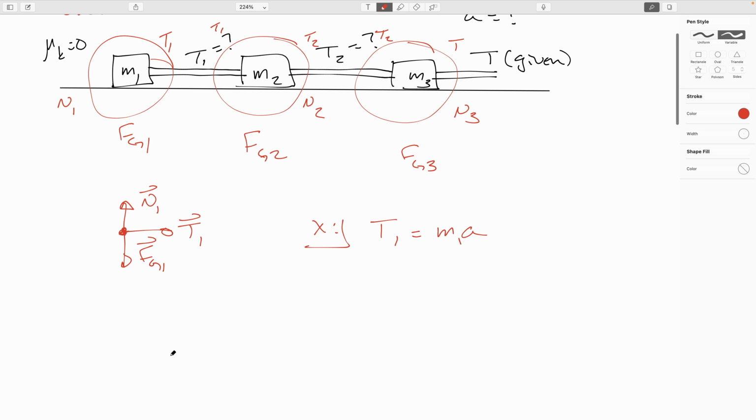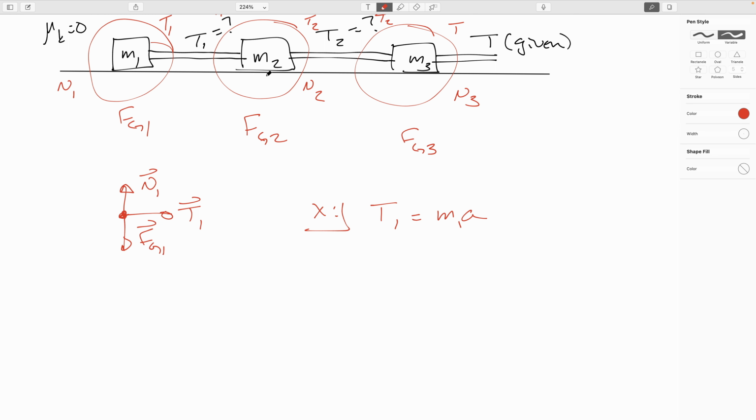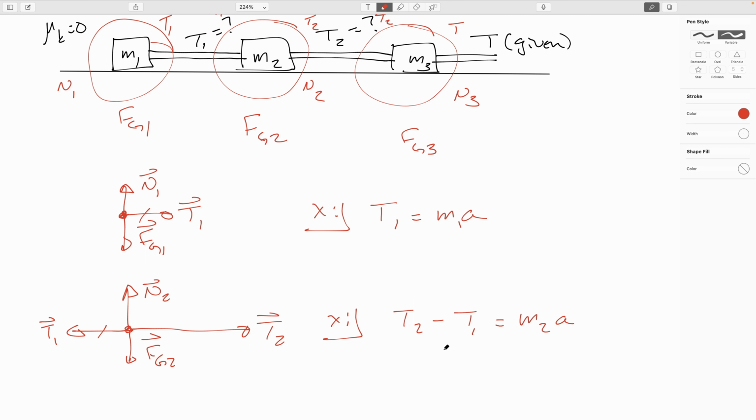My second free body will be mass number 2. So now here, again, same deal. I'll have N2 up, Fg2 down. These will cancel by the second law. I'll have a force due to tension T2 to the right and a force due to tension T1 to the left, and those are a third law pair. I know that T2 has to be bigger than T1 because I'm accelerating to the right. So I can again go into the land of x here and say T2 minus T1 equals M2A.